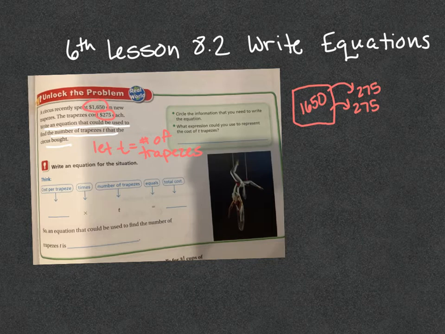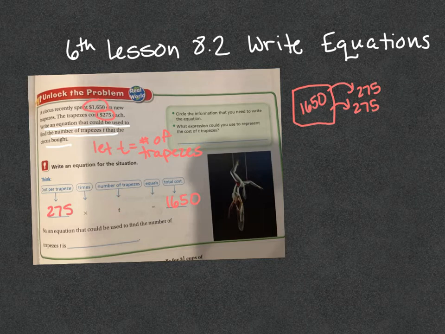So do we know how much? Well, I'm going to start with the total cost because that's what I always do. I know the total cost was $1,650. So I'm going to put this over here, $1,650. And I know that the cost for each trapeze is $275. That's for one trapeze. If I buy another one, that's another $275. If I buy another one, it's another $275. If I buy another one, it's another $275. And by now you've heard me say enough times that anytime you have repeated addition, that is multiplication.